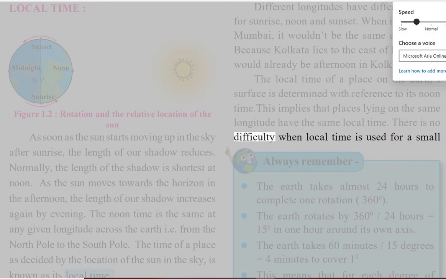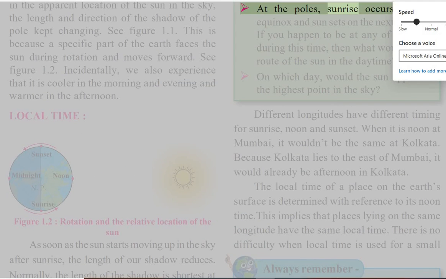There is no difficulty when local time is used for a small area. At the poles, sunrise occurs on one equinox and sun sets on the next equinox. If you happen to be at any of the poles during this time, then what would be the route of the sun in the daytime? On which day would the sun appear at the highest point in the sky?